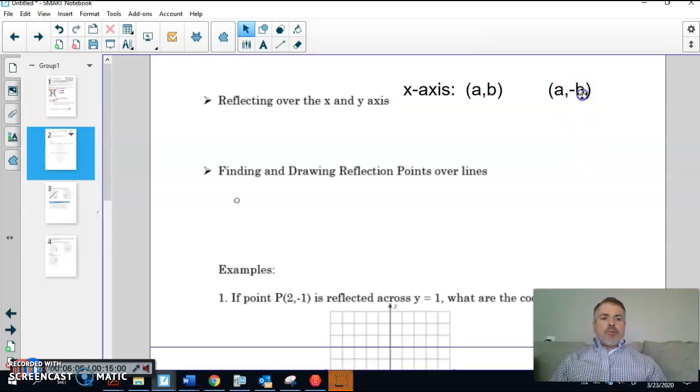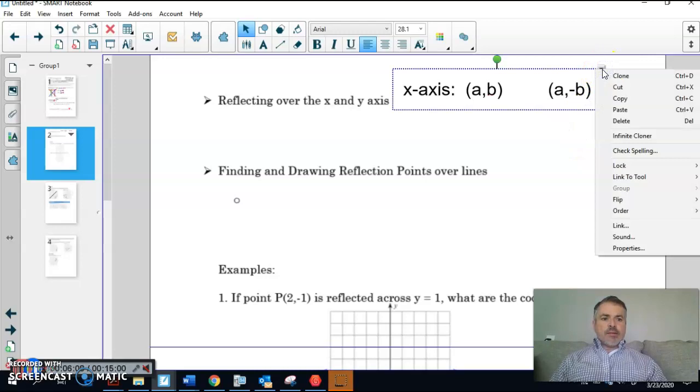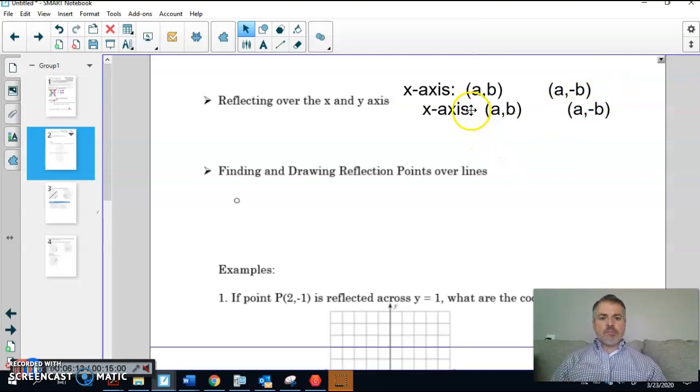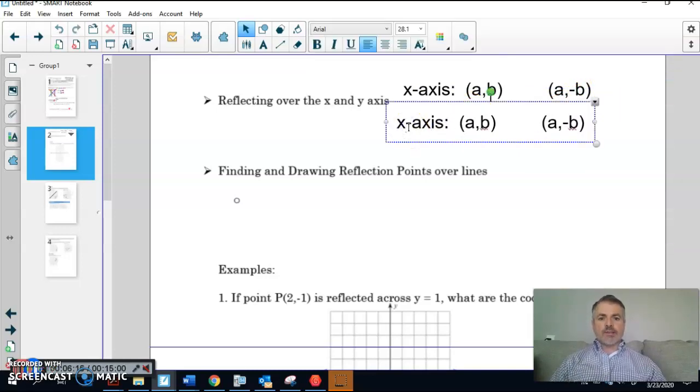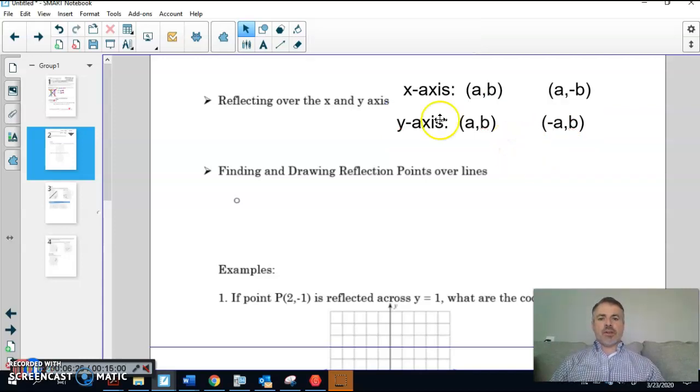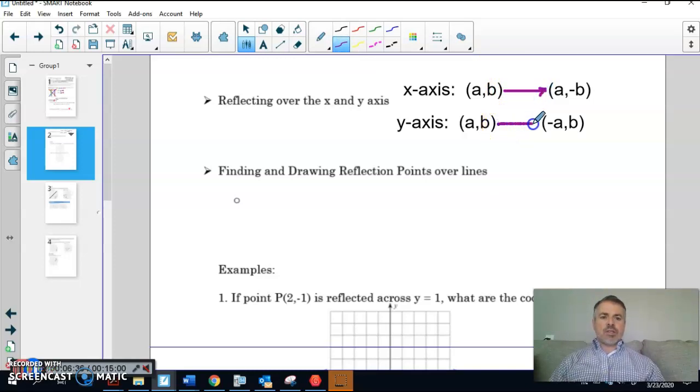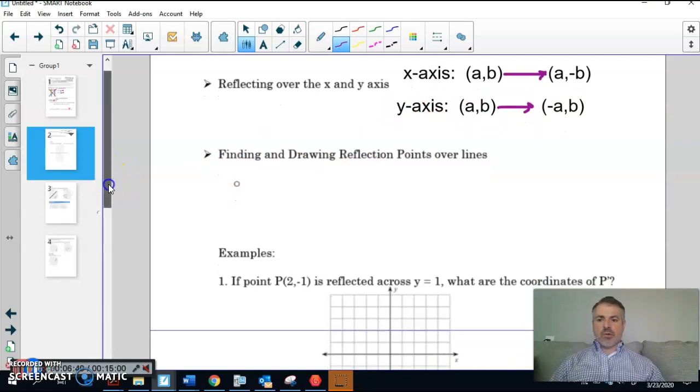So then the pattern for the y, flipping it over the y-axis, let's clone that. And then for the y-axis, now when I flip it over that, it changes its left to right, and it makes it the opposite of A. So again, this is the pattern for the x-axis, pre-image to image, and for the y-axis, pre-image to image. So that's what we looked at yesterday. You guys got pretty good at that from that work that I saw.